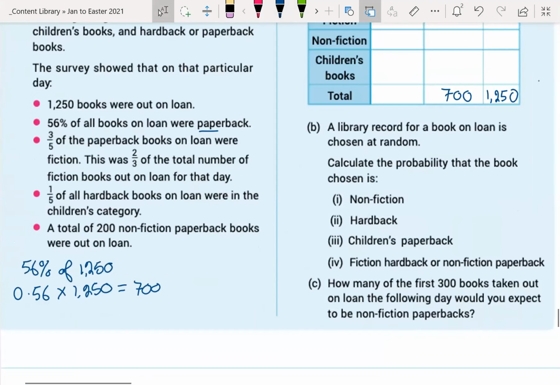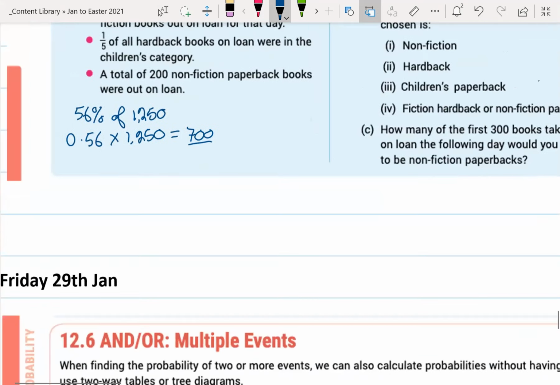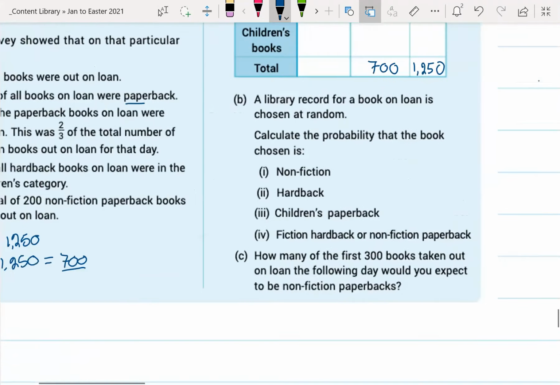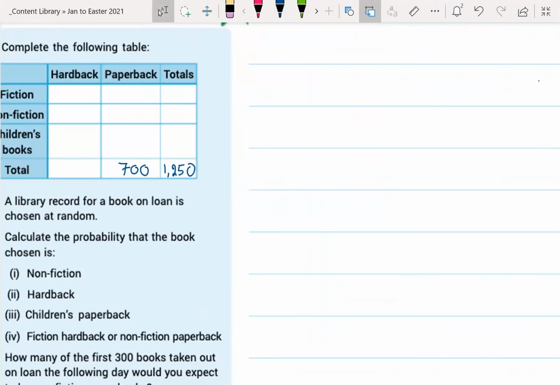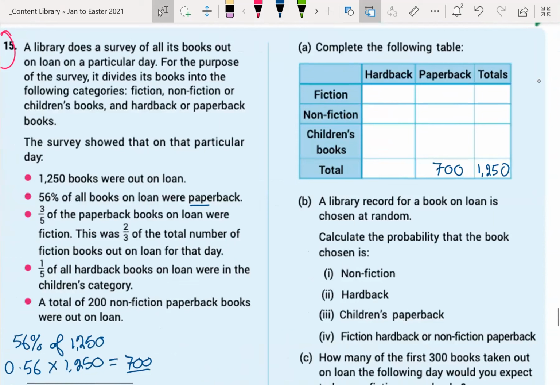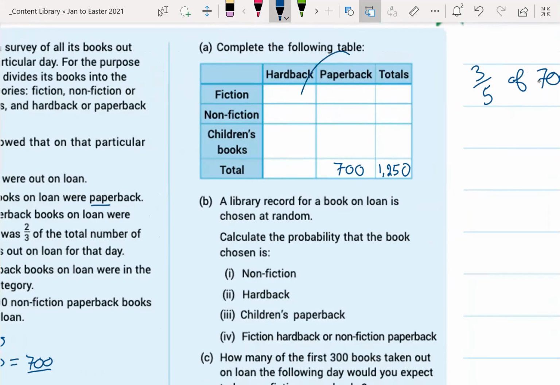Okay, what next? Now we have a fraction. 3/5 of the paperback books on loan were fiction. So there are 700 paperback books, and they're telling us here that 3/5 of them are fiction. So we need to know what 3/5 of 700 is. We're looking here in paperback and we're talking about the fiction. So that's what we're looking to calculate next.